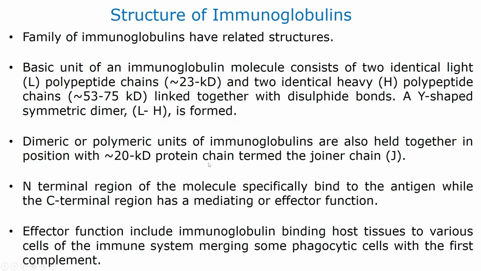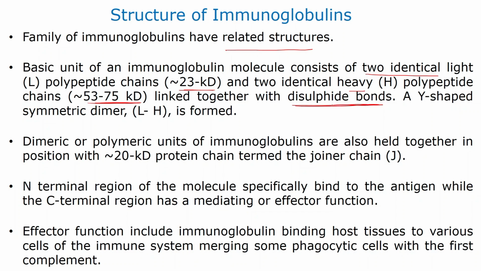Now if we see the structure of immunoglobulins, we will see in the coming slides that the family of immunoglobulins have related structures. Each immunoglobulin molecule, as I have told you, consists of 2 light chains of 23 kilodaltons and 2 identical heavy chains of 53 to 75 kilodaltons linked together with disulfide bonds. That we will see in the coming slide.